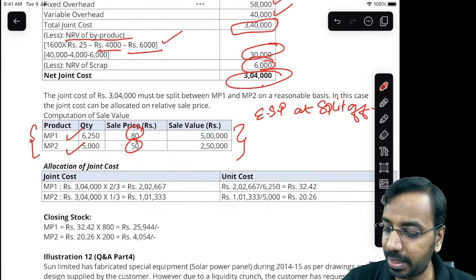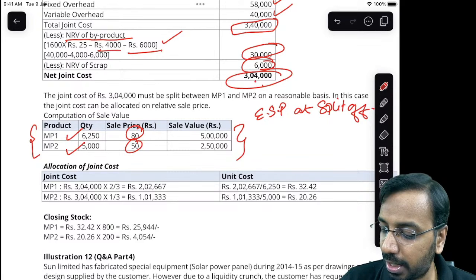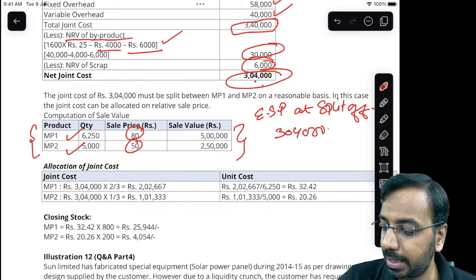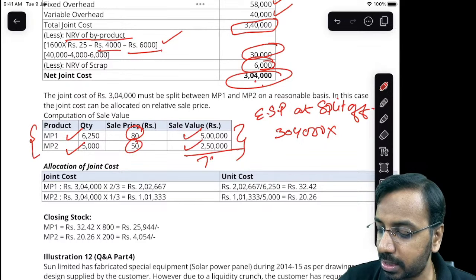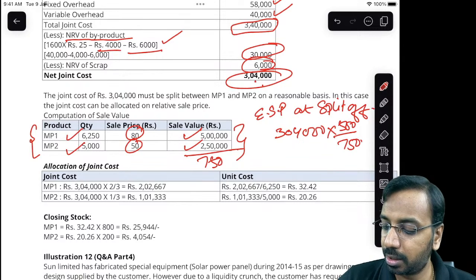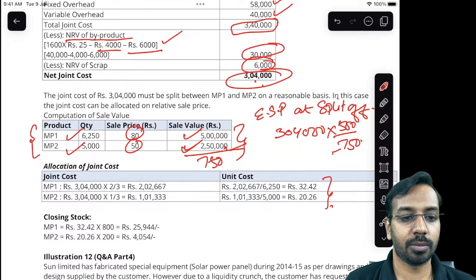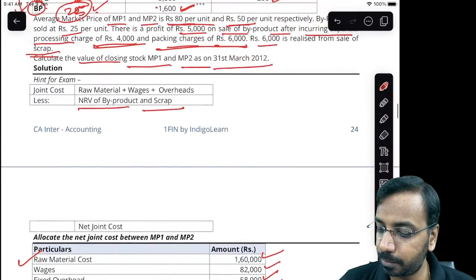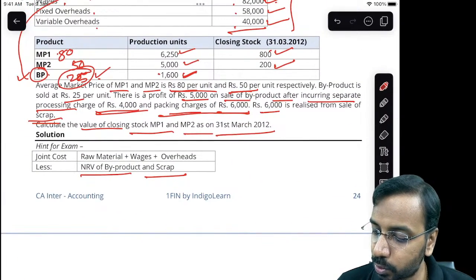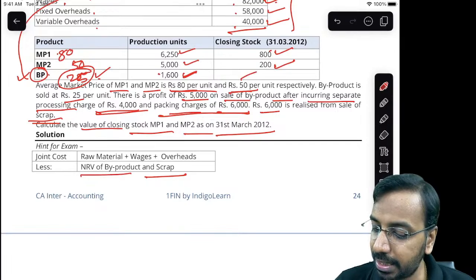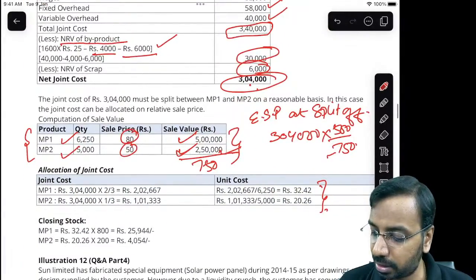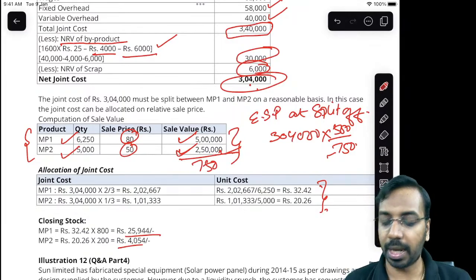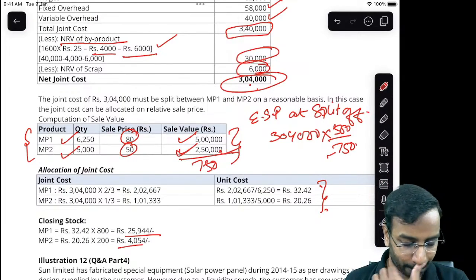This total estimated selling price, you will split. 3,04,000 into 5 lakh and 250, total is 750. So into 500 divided by 750 and 250 divided by 750, this will be the cost of each product or each material. Now this cost you will compare with the selling price. Selling prices, anyway they are saying higher, 80 and 50, both of them are higher. So you will value them at cost, which is 25,944 and 4,054, right?